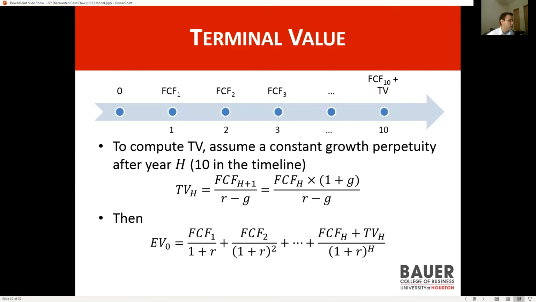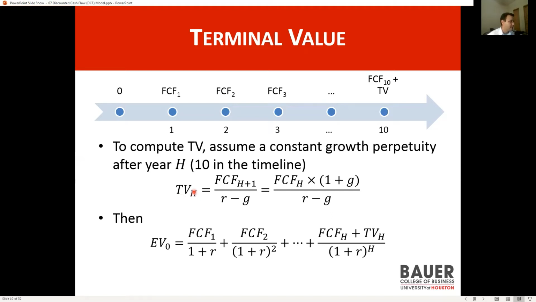For now, we're going to compute the terminal value as a growing perpetuity. We're going to assume that the company is stable after your horizon. So after year 10, we think it reaches some stable period. Then we can treat it as a growing perpetuity. We can treat those free cash flows as if they're going to grow at just a constant, smooth rate indefinitely. That gives us this formula for the terminal value.